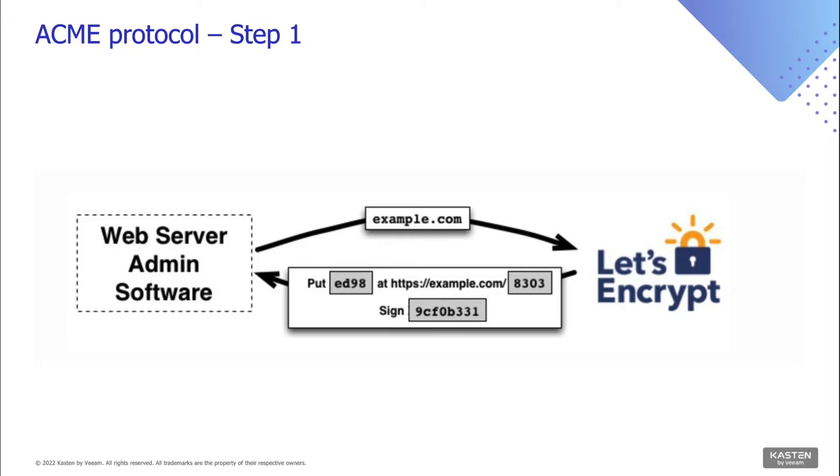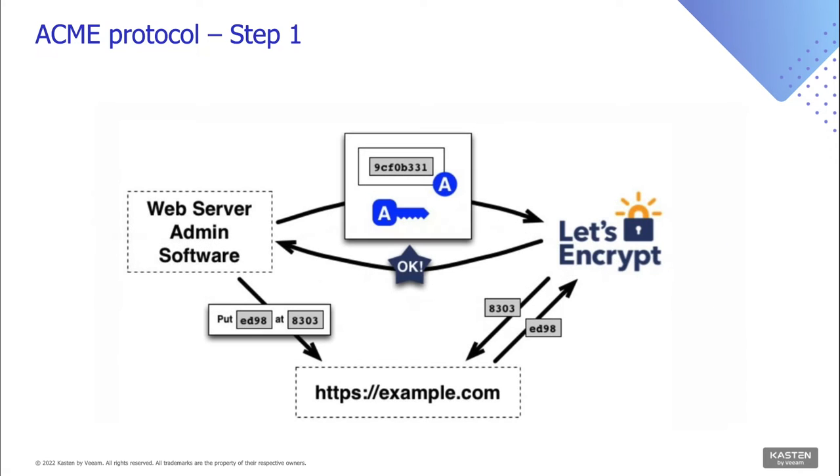The second part of the challenge, at the bottom you see that it says, here's a nonce. In this case, it's 9CF0B331. Sign this nonce with a private key. So the agent gets to the task of accepting this challenge and completing it. It puts that value ED98 in the file 8303. Let's Encrypt queries that file, verifies that the values match.